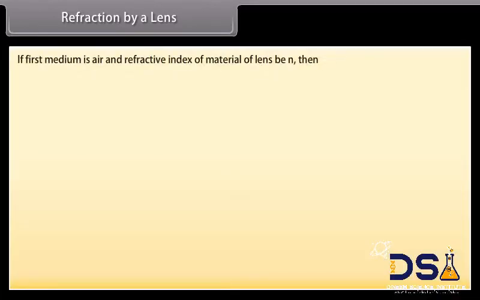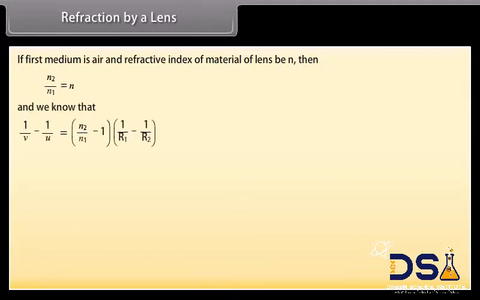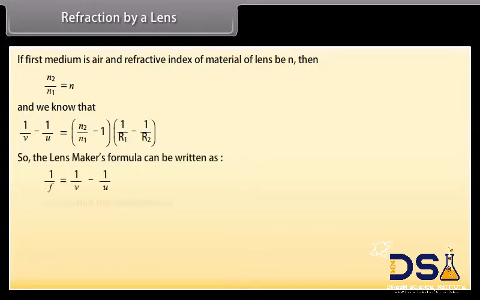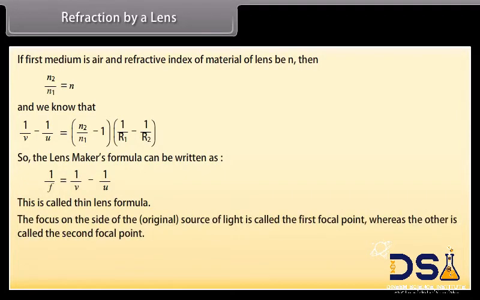If the first medium is air and refractive index of material of lens be n, then N2 upon N1 is equal to n. And we know that, so the lensmaker's formula can be written as follows. This is called thin lens formula. The focus on the side of the source of light is called the first focal point, whereas the other is called the second focal point.